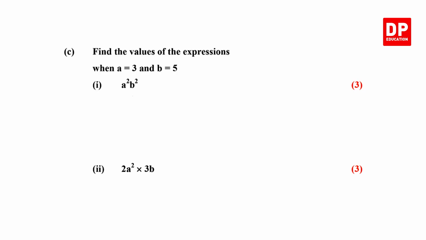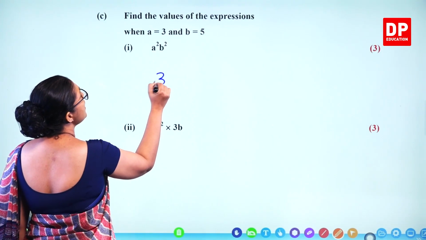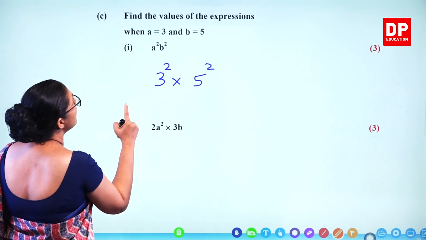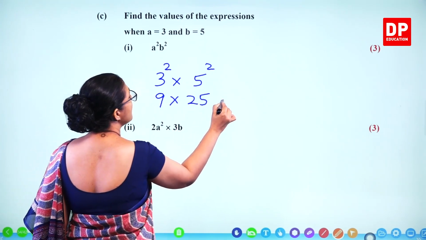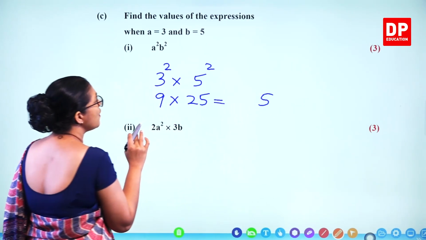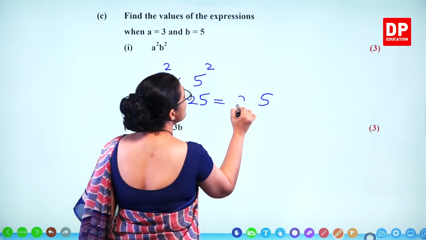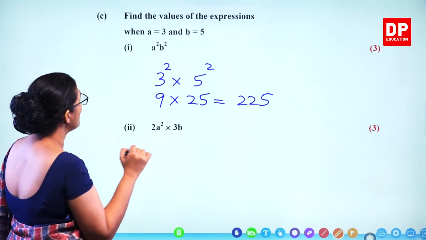Part C, find the values of the expression when A equals 3 and B equals 5. So substitute 3 squared and 5 squared. 3 squared is 9. 5 squared is 25. 5 times 5. So 9 times 25, 45, and 4 remaining. 9 times 2, 18 plus 4, 22. So 225. What about this one?